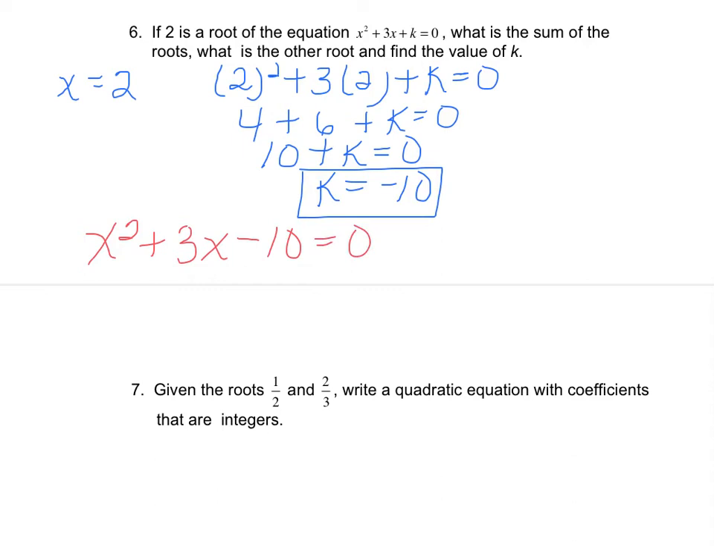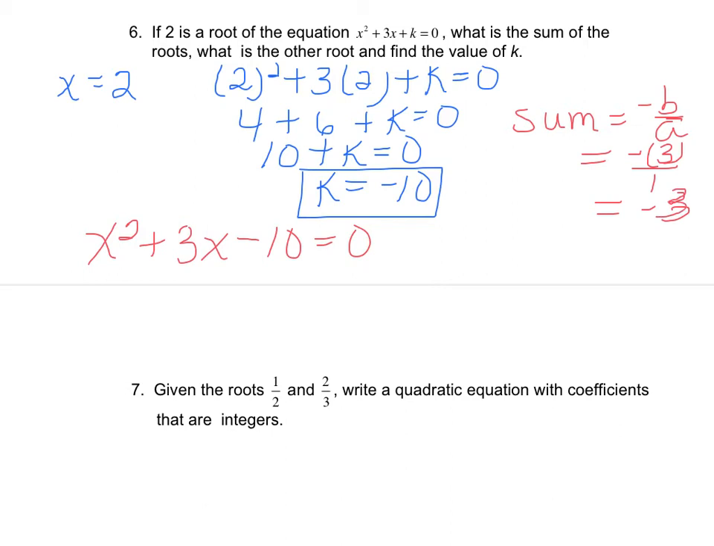So they want me to find now the sum of the roots. Well, to find the sum, I can use a negative b over a. So b is 3 and a is a 1, so it's a negative of 3 over 1, which is a negative 3.